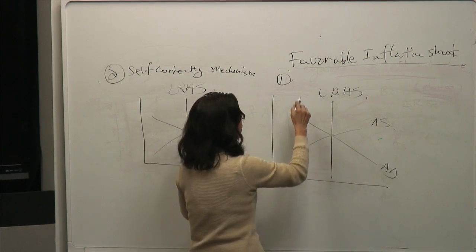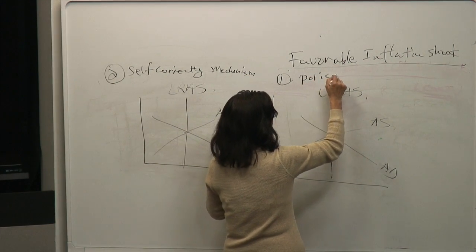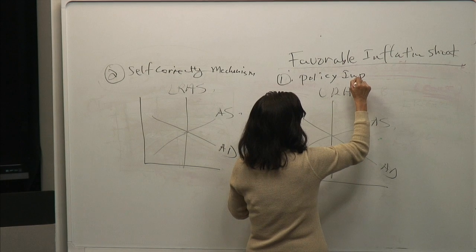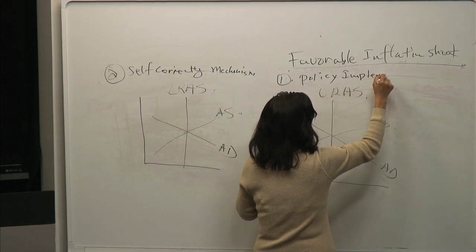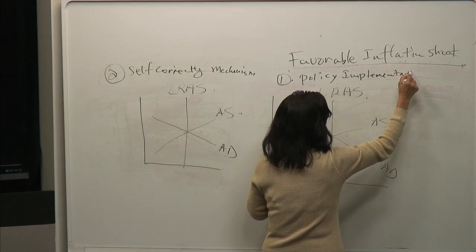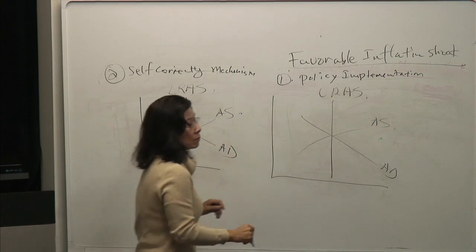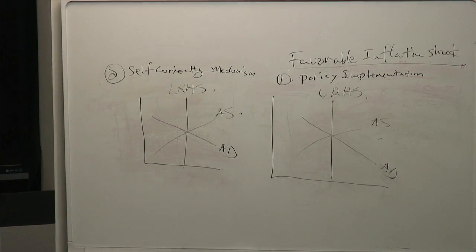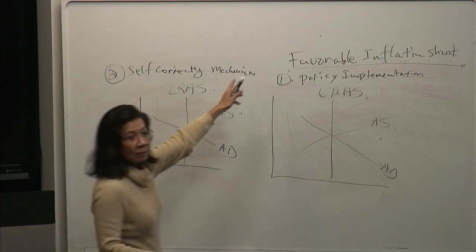1 is with policy implementation. Every time you see this word policy implementation, you know you have to use the AD curve for any policy. Okay, so that's the beginning point, but we have to tackle this first.